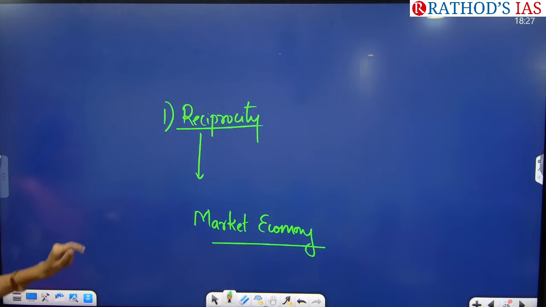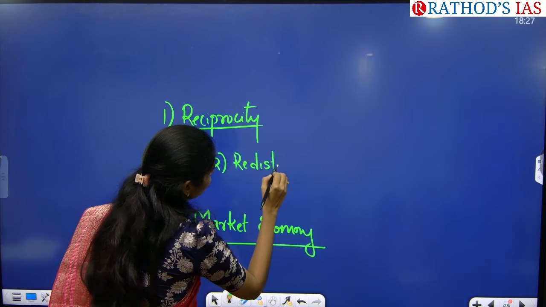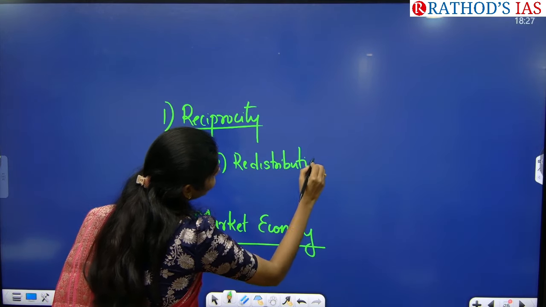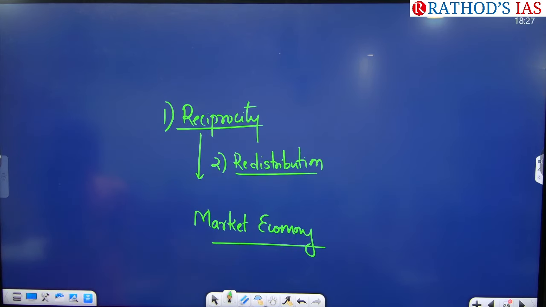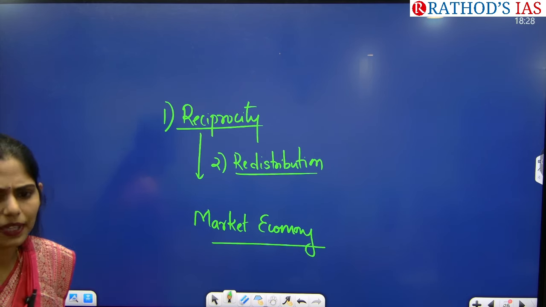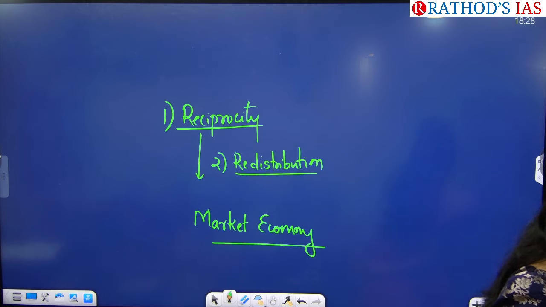Between these two, we have redistribution. Can you expect what happens in this redistribution? Redistribution of wealth, which is a part of DPSP. How does redistribution happen? Who will distribute? Who will take the responsibility? The government. So what happens in primitive societies? Do they have a government? Then how?